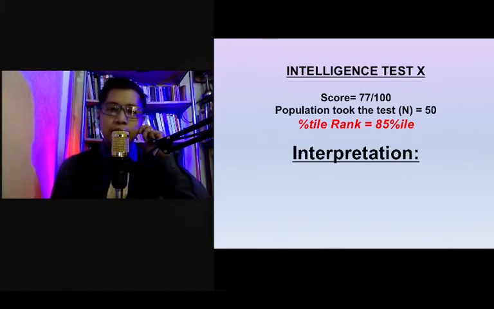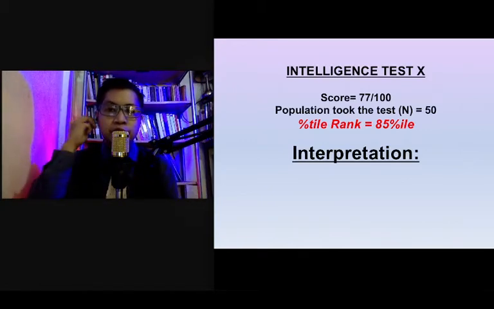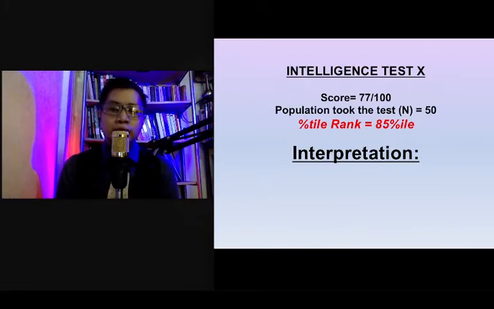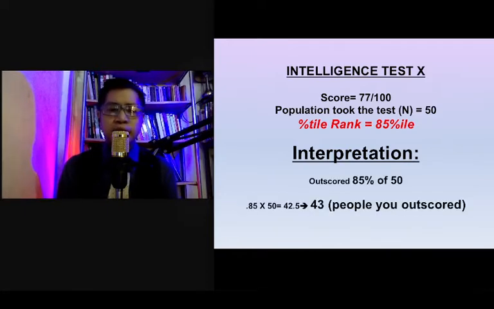Again, we have a hypothetical test here, intelligence test X. Raw score is 77, population who took the test is 50, merong 50 katao na kumuha ng test, at sabihin natin percentile rank nung 77 over 100 is 85th percentile. Imagine if you are this person, should you be happy that you got 85th percentile? Ano bang interpretation yan kapag 85th percentile ka? Again, you outscored 85% of the testing population.